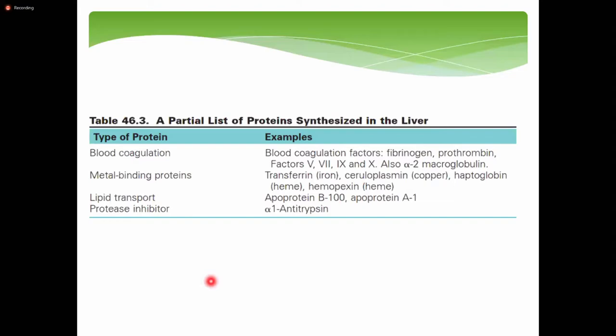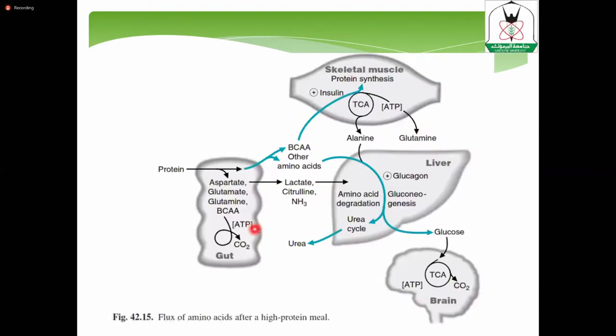Okay. Other things that can be synthesized by the liver, اللي هم the blood coagulation factors and certain transporters, اللي هم transferrin for the iron, ceruloplasmin, the haptoglobin, and hemopexin molecules. These are called in general metal binding proteins because they contain metals like iron and copper. Lipid transporters like apolipoprotein B100, and apolipoprotein or apoprotein نختصرهم احنا ال A1, as well as the alpha 1 antitrypsin which is working as a protease or elastase inhibitor. هلا ضروري نتذكر انه هدول synthesized by the liver and they are doing certain important functions in the body.